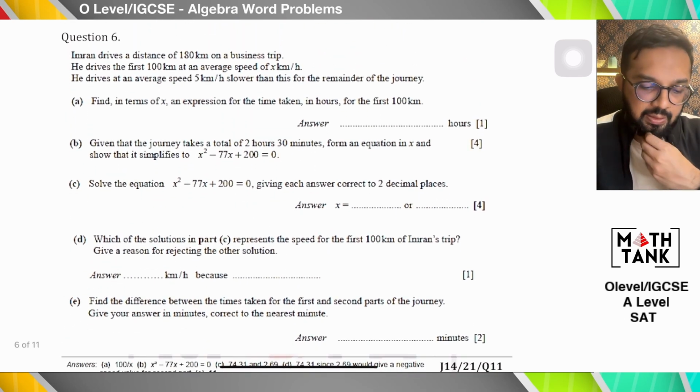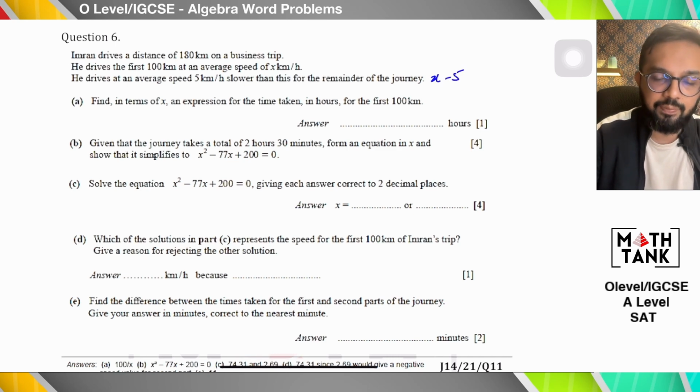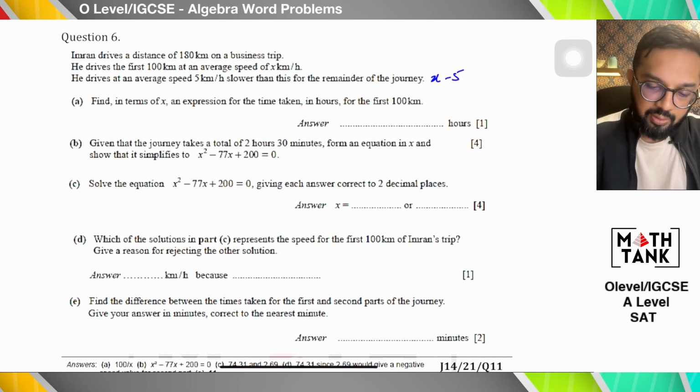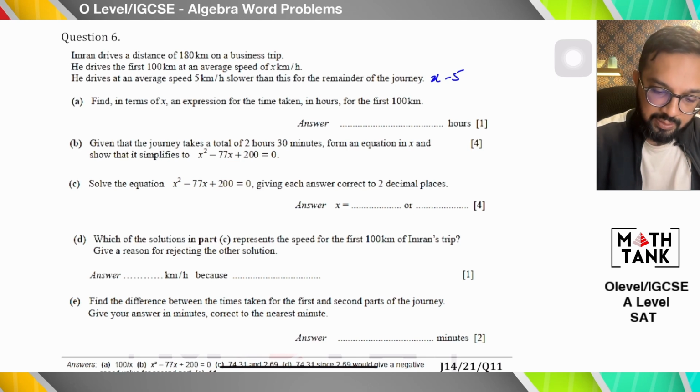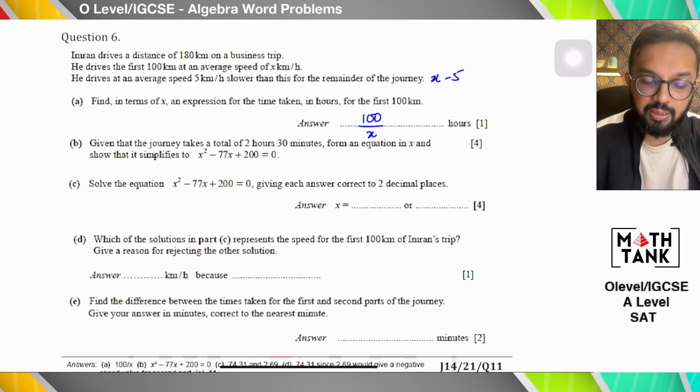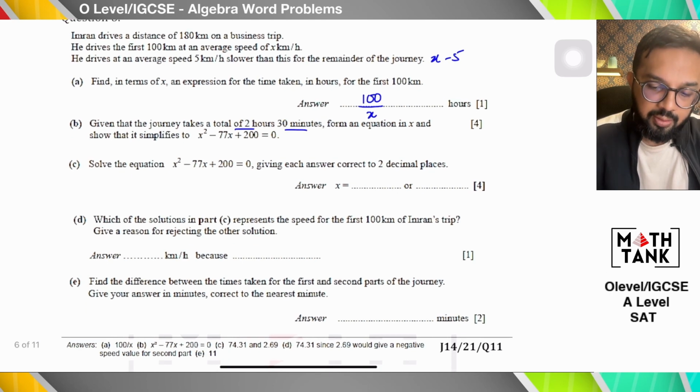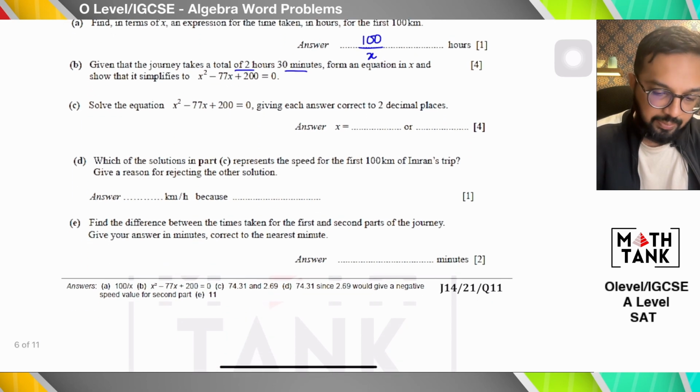Question 6. Okay, it says Imran drives a distance of 180 kilometers on a business trip. He drives the first 100 kilometers at an average speed of x. He drives at an average speed of 5 kilometers slower on the remainder of his journey. So the rest of the speed was x minus 5. Write down an expression in terms of x for the time taken in hours for the first 100 kilometers. So 100 divided by x, distance divided by speed. Given that the journey took a total of 2 hours and 30 minutes, form an equation in x and show that it simplifies to this.